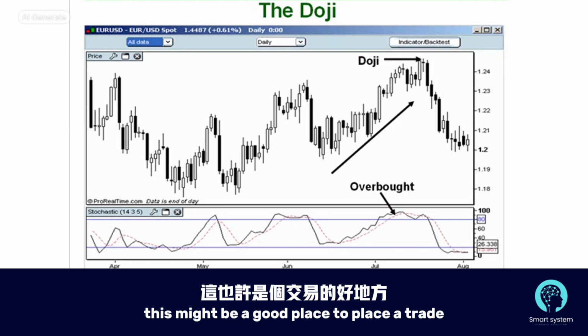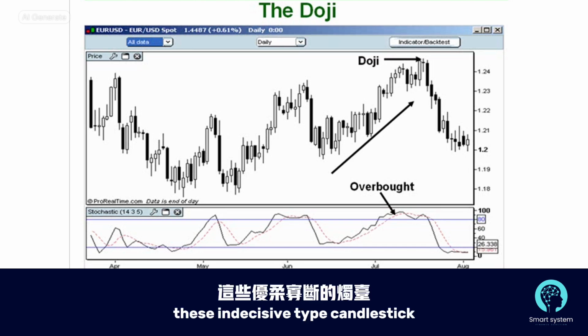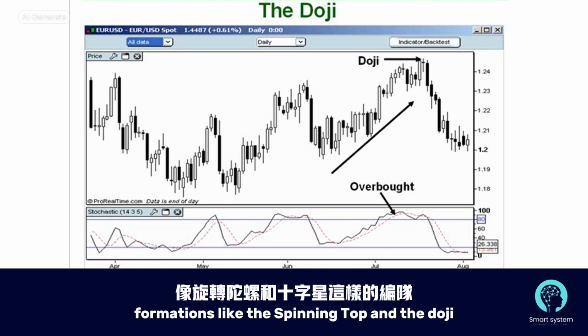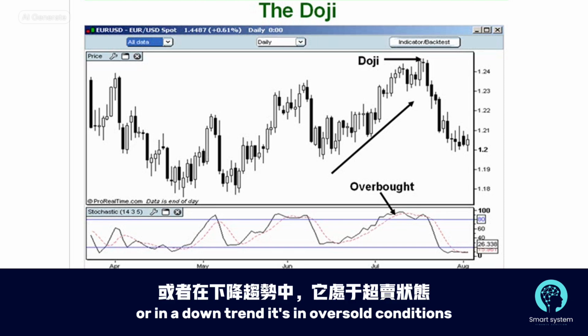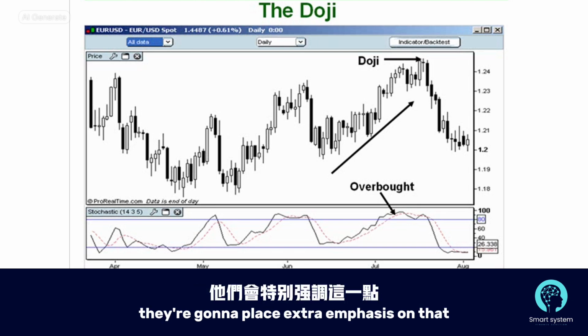In this example, I'm using a stochastic to confirm that this might be a good place to place a trade. When traders find these indecisive candlestick formations like the spinning top and the doji, when the market is in an uptrend and in overbought conditions, or in a downtrend and in oversold conditions, they're going to place extra emphasis on that.